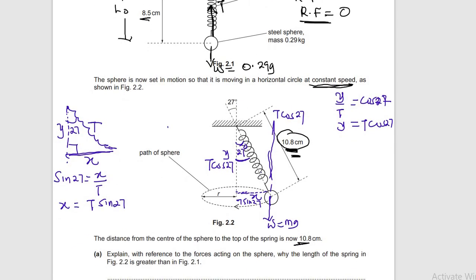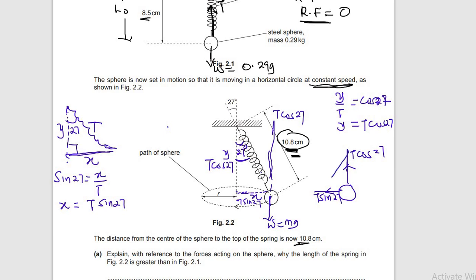Now in this new position, there are two forces acting on the mass. There is one force, T cos 27, upward. There is another one toward the center, T sine 27. There are two forces acting on it.